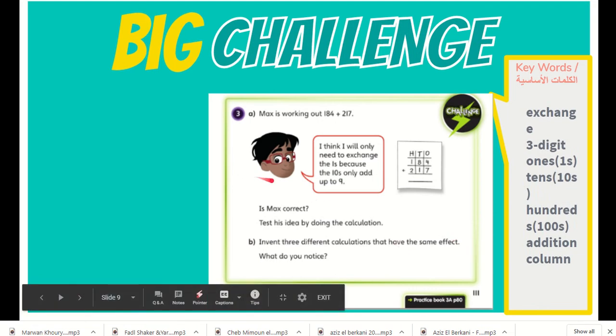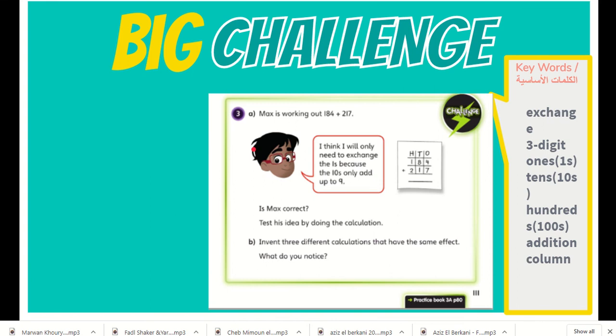Now, this task is slightly more challenging than the previous one. So Max is working out 184 add 217. So he thinks he will only need to exchange the ones because the tens only add up to 9. Okay? And here is his work.